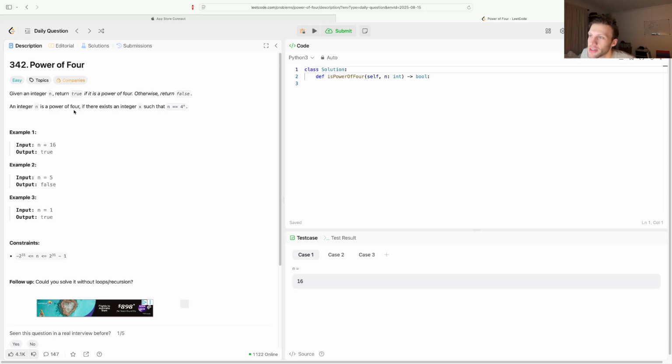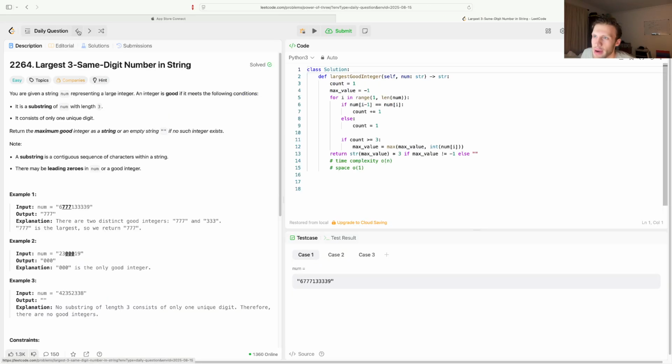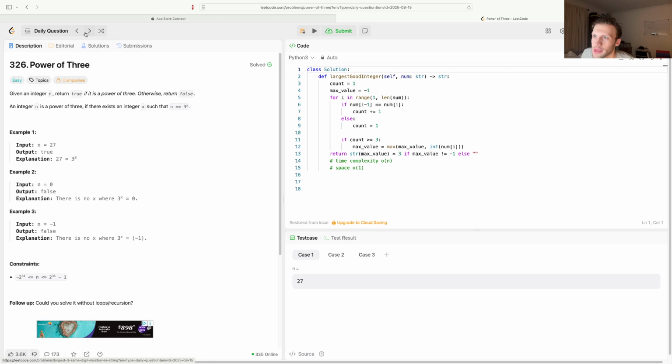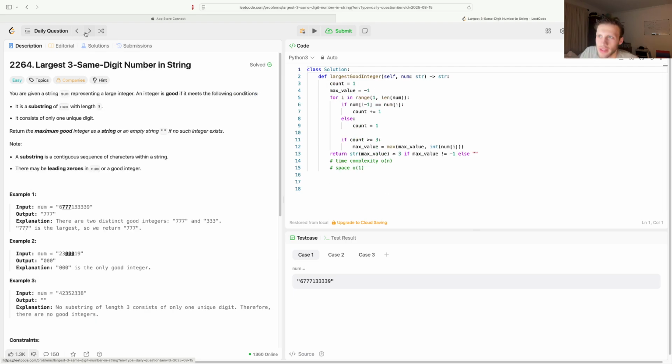Okay, perfect. Very simple problem, but this is Power of Four. Two days ago we had Power of Three, right? Yeah, Power of Three. Okay, and everything's moving. I think we're good here. So this is pretty simple.